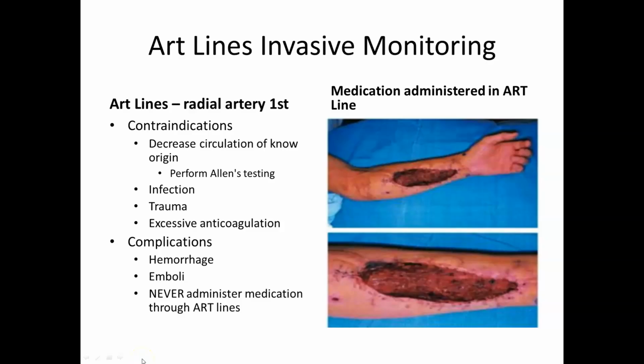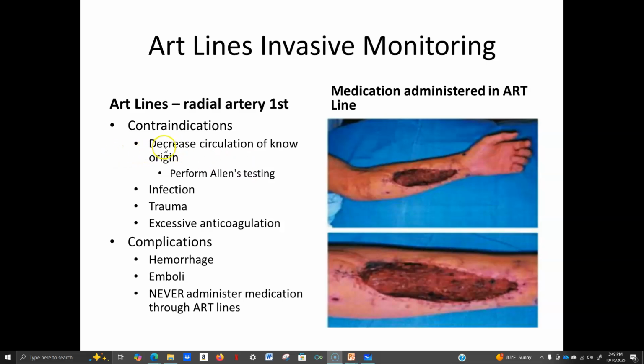So we do have some relative contraindications. So any kind of decrease in circulation. So this is, again, why we perform that Allen's test to make sure that I still have some perfusion to the distal digits. Active infection or sepsis, trauma, especially if we don't understand what's really happening inside the body. If they have any kind of excessive anticoagulation, so they come in, we get labs, and the PTT or the INR are really high.